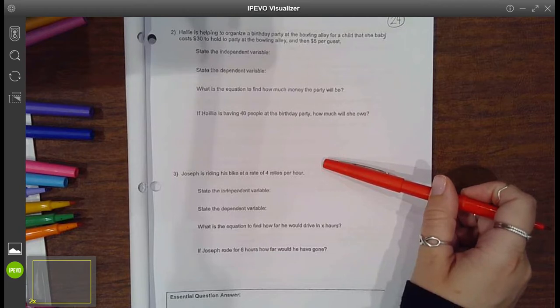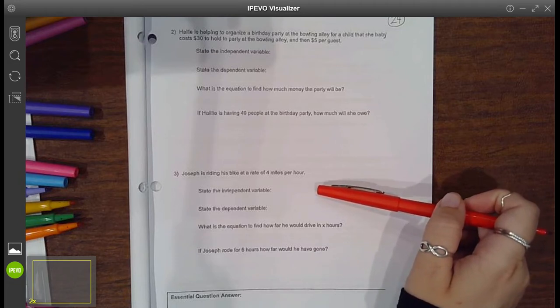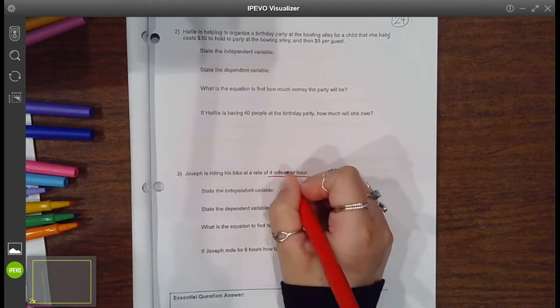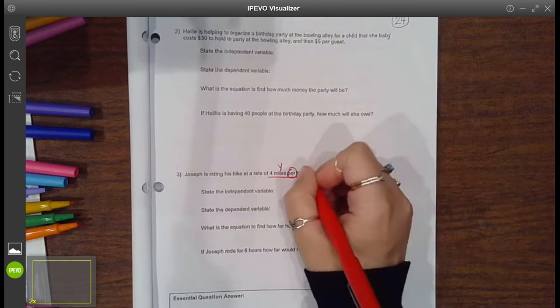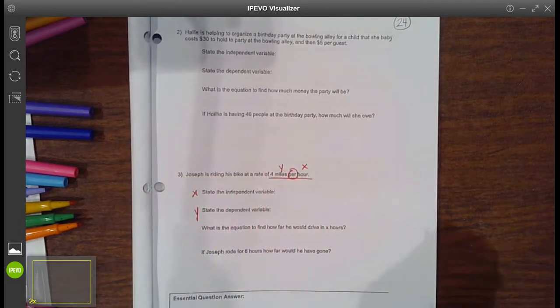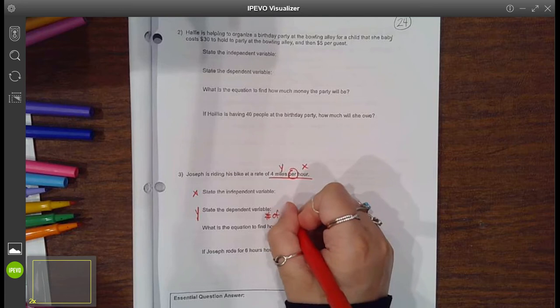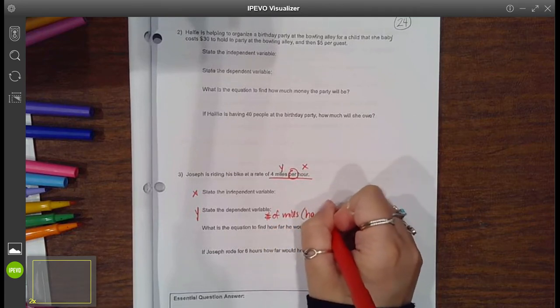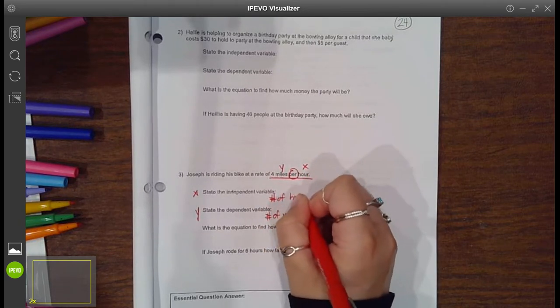Okay, so you paused the video, you tried it, you unpaused it, and now you're back with us. So if you did number 3, I know I'm skipping 2. 3 says Joseph is riding his bike at a rate of 4 miles per hour. So this is my rate. And y is the miles, x is the hours. Your dependent is your y because it depends upon what you do to the x. So y is miles. It's the number of miles he goes, or how far he goes, however you want to phrase it. It's the thing that's talking about miles. And then x is the number of hours. So the number of hours he rides his bike.